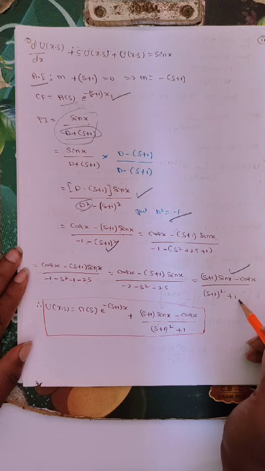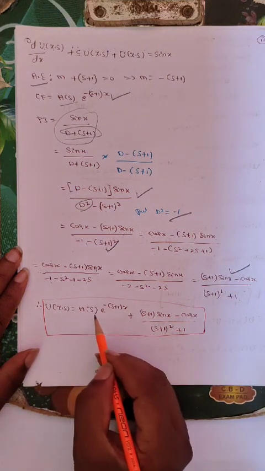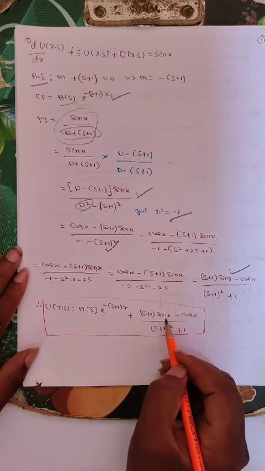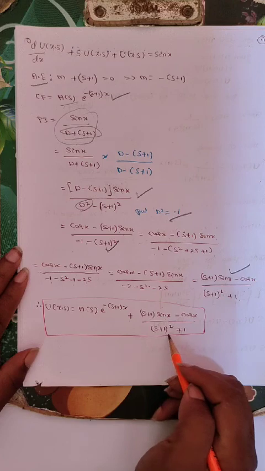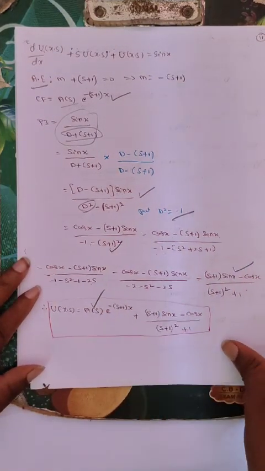Therefore U(x, s) = A(s) e to the power -(s + 1)x plus [(s + 1) sin x minus cos x] divided by [(s + 1)² + 1]. Now we have to find this constant A(s).